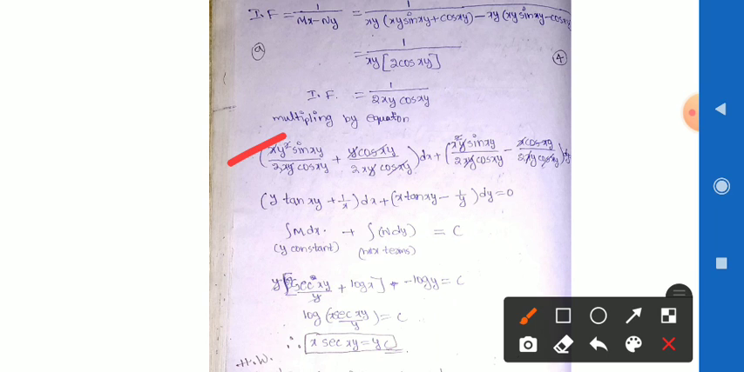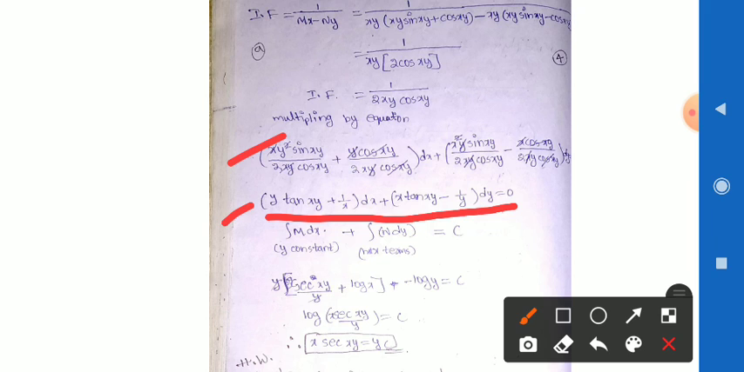By simplifying we get y tan xy, since sin xy / cos xy is treated as tan. Then (y tan xy + 1/x) dx + (x tan xy − 1/y) dy, which is M1 dx + N1 dy. Here ∂M1/∂y and ∂N1/∂x are equal. Then we can say that this differential equation is an exact differential equation.